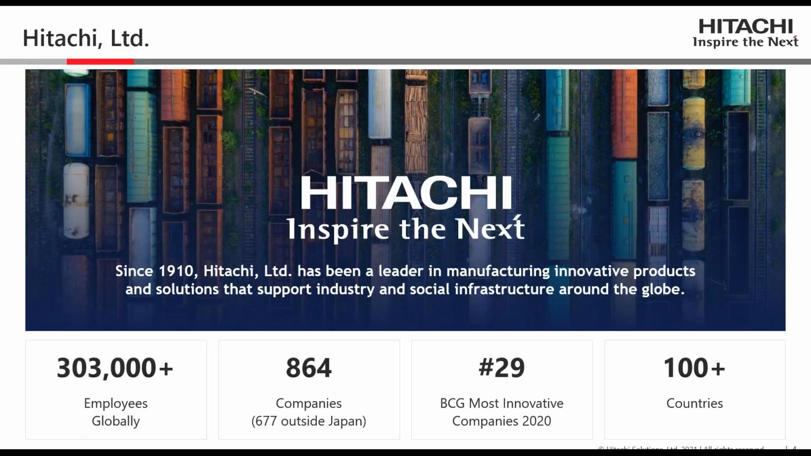Before we get into the demonstration side of things, let me take you through what we do, who we are. So we are Hitachi Solutions, and we are a part of the Hitachi Group. So Hitachi Group, as we all know, is a global conglomerate, right, with over 300,000 employees working across 100 countries. And we have around 864 companies, out of which 677 of them are outside of Japan. In fact, in 2020, we have been voted in the top 30 most innovative companies.